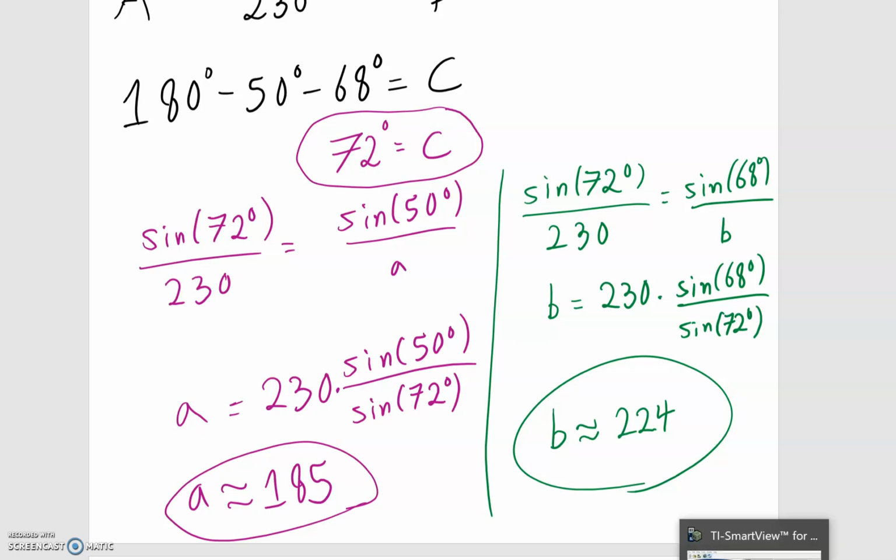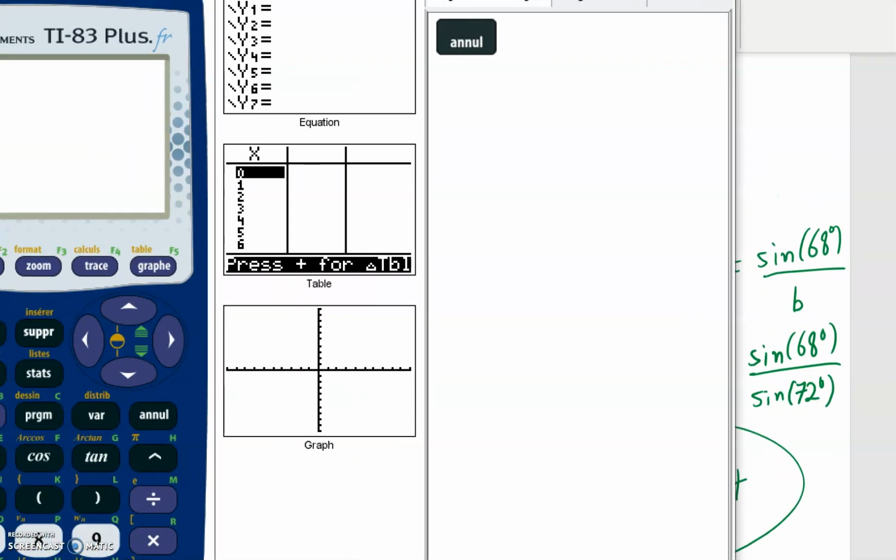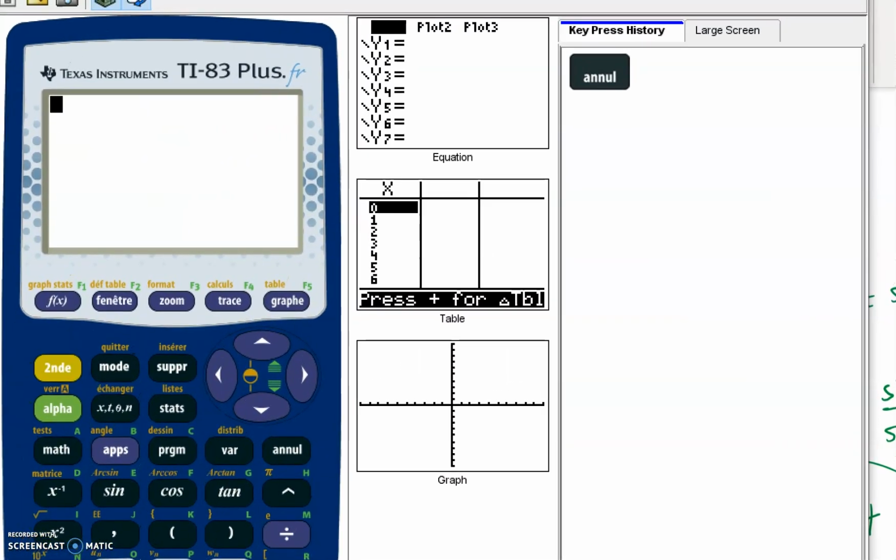Let me go to the graphing calculator so I can show you how I found one of these values. Let's look at little a. Little a is 230 times sine of 50 degrees over sine of 72. Unfortunately, I can't move this recording screen. Oh, no, I can. Okay, cool.